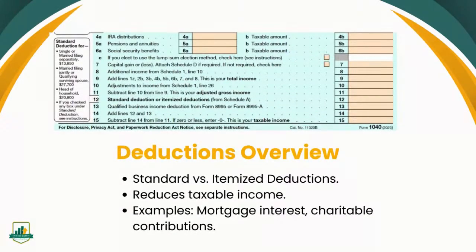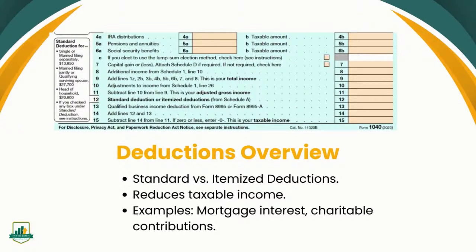All righty, so deduction overview. Line 12, taxpayers choose between taking the standard deduction, which is a fixed amount based on your filing status that reduces your taxable income, or itemizing deductions if it results in a greater reduction. Itemized deductions include things like mortgage interest rate, state and local taxes, also known as SALT, charitable contributions, medical expenses, beyond certain thresholds.